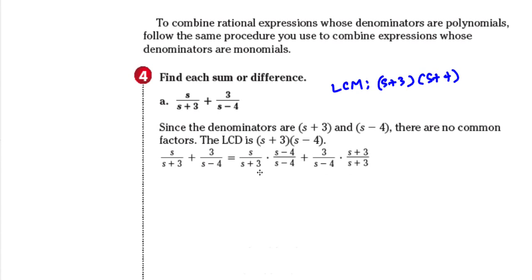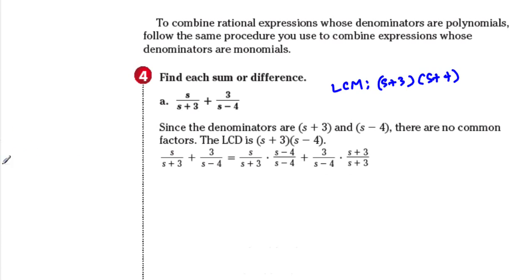What we did, we multiplied s plus 3 by s minus 4 to get to our LCM, and therefore we need to multiply our numerator by s minus 4 as well. What did we multiply s minus 4 by to get to our LCM? We multiplied it by s plus 3, and therefore we need to multiply the numerator by s plus 3 as well. Remember, we're multiplying both of them by 1, so it doesn't really change our rational expression. If you want to write this vertically, this is how you write this.